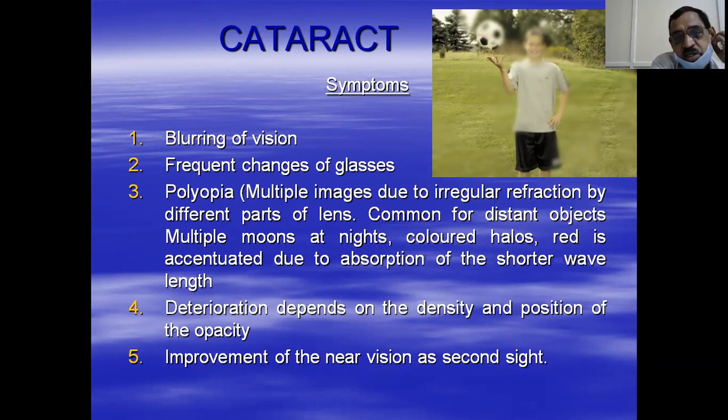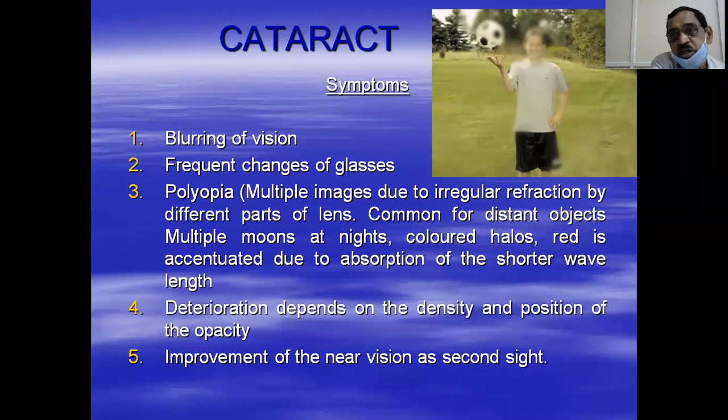As you see here, the patient with cataract sees the picture like that. These people will be frequently changing glasses. It's because the refractive index of the various parts of the lens differs, and as the cataract formation progresses, they will have to change their glasses frequently so as to have a clear distant and near image. So polyopia, or diplopia, is another complaint the patient makes.